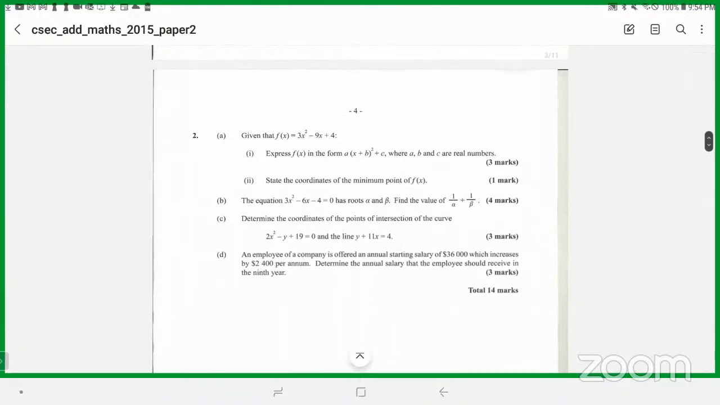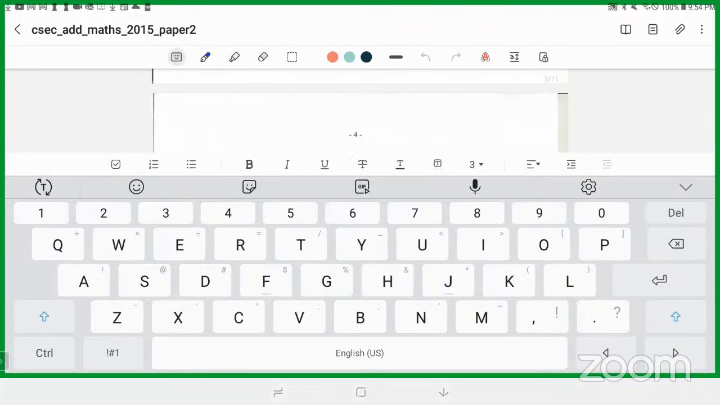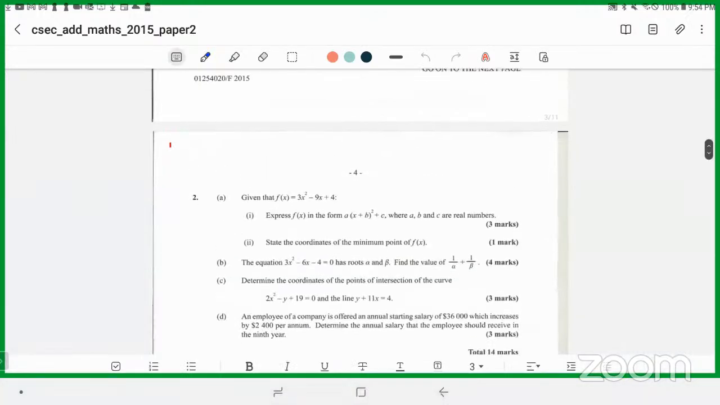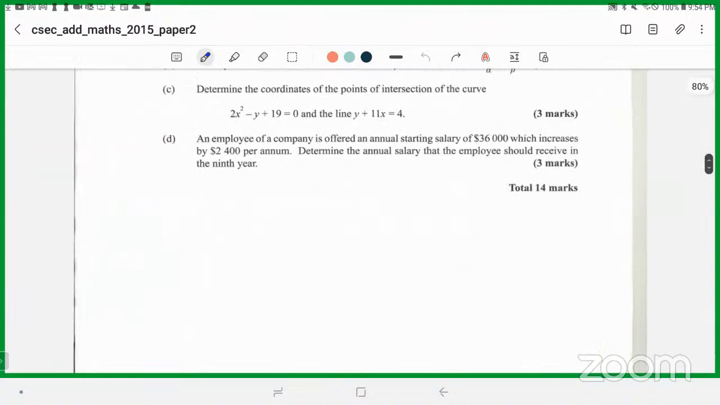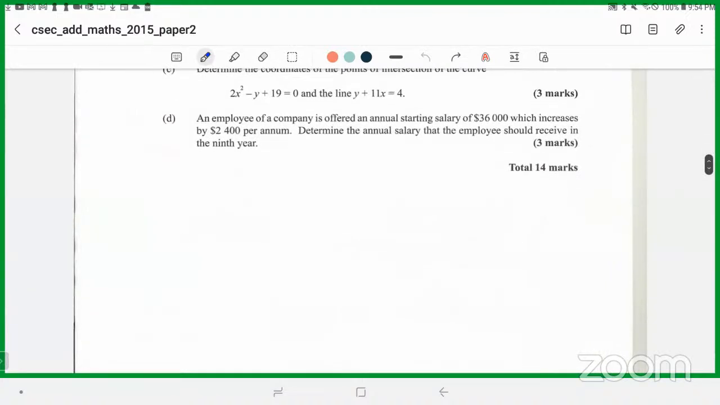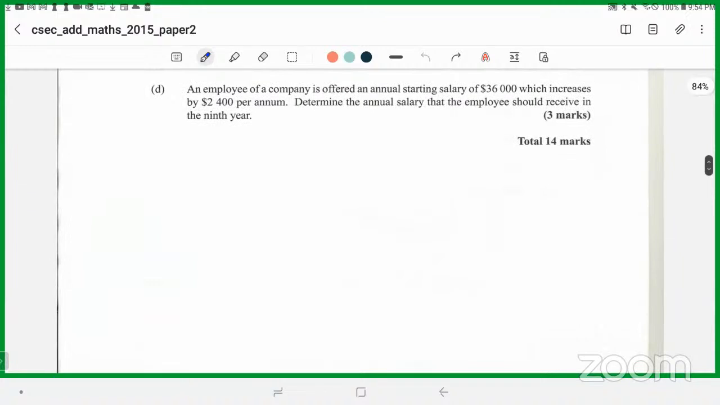This is our GPA. This question right here is a serious question. Let's see, you can work it down here. It says an employee at a company is offered an annual salary of $36,000, which increases by $2,400 per annum, per year. So similar question. Determine the annual salary the employee should receive in the 9th year. Easy question. In this question, the A is 36,000 and the D is 2,400.